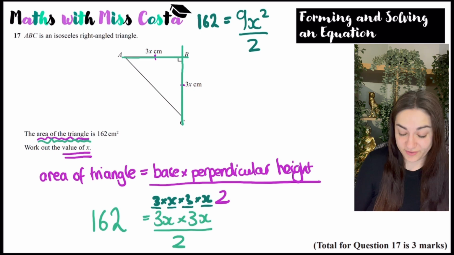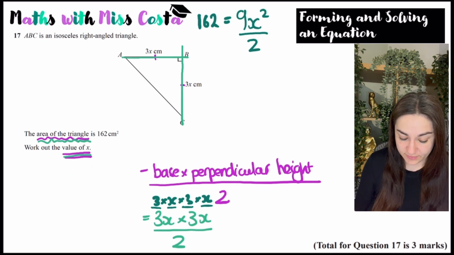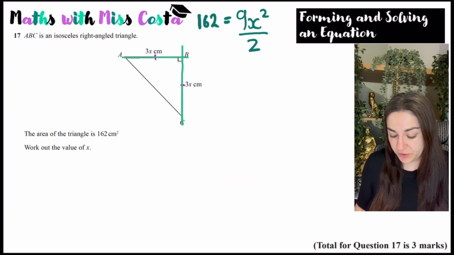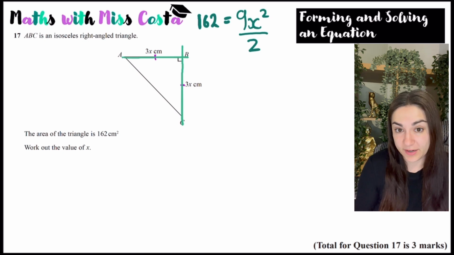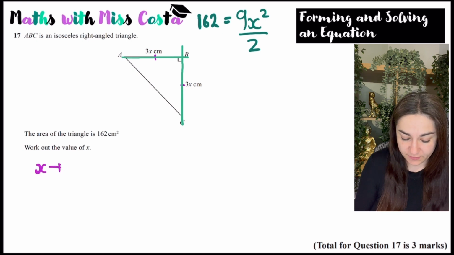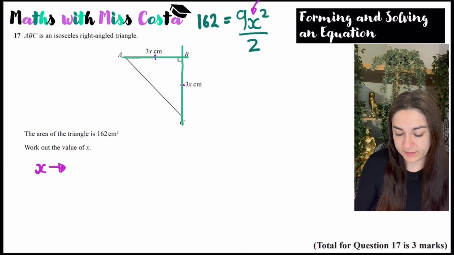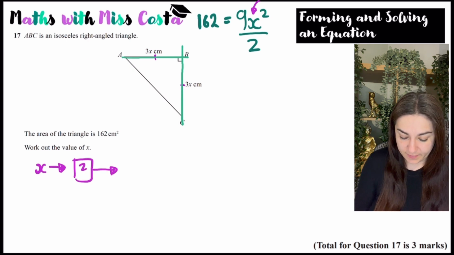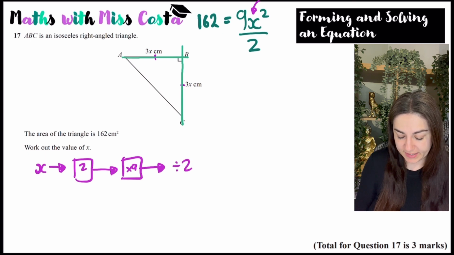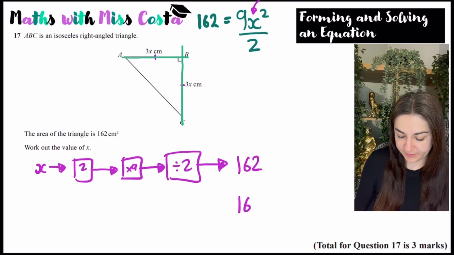So I want to rearrange this because I want to find the value of x. So to rearrange an equation, I essentially move everything from one side of the equation to the other, by doing the inverse function. So you can use a function machine to help you decide what you need to do first. So when we use a function machine, we start with x and we think, what's the first thing that's happening to x? Well, it's being squared. Then it's being multiplied by 9. And then finally, it's being divided by 2. And I know that the end result of that is 162.